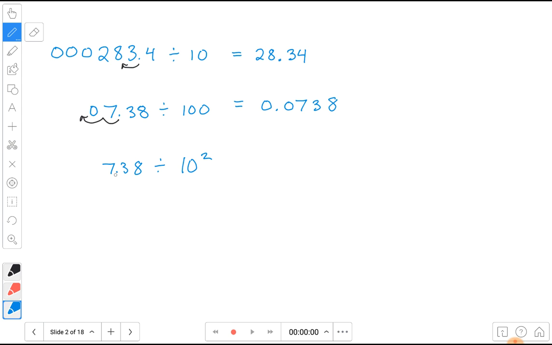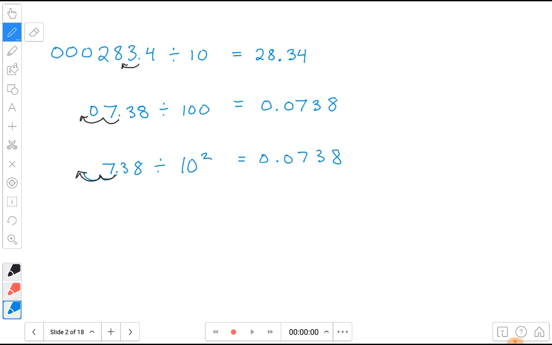So really, the exponent just tells you how many positions you move over to the left when you're dividing, or how many positions you move to the right when you're multiplying. Okay, so here, we're actually going to get the same answer. And let's try a different one.